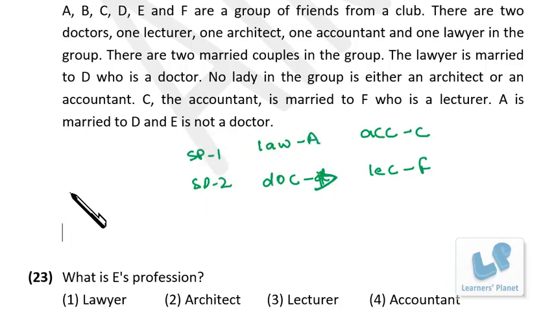And E is not a doctor. So now we are left with E and B. There were 2 doctors, so 1 doctor is already there. So the other doctor should be B, and then the remaining profession is architect, so E is architect. Okay.